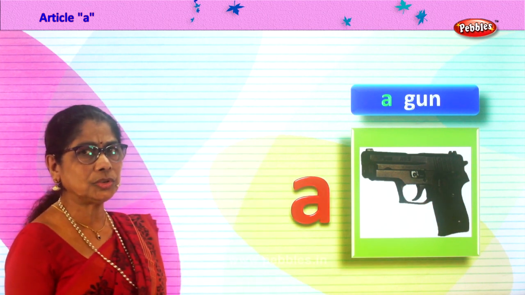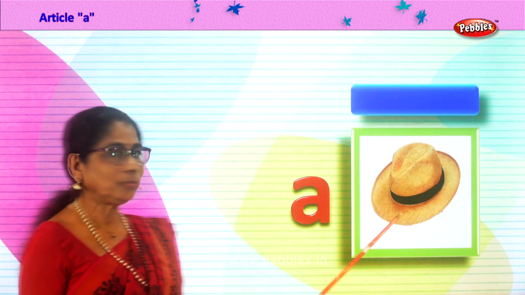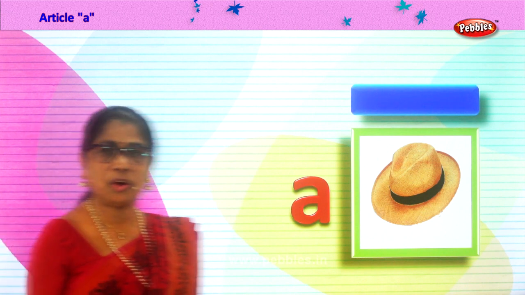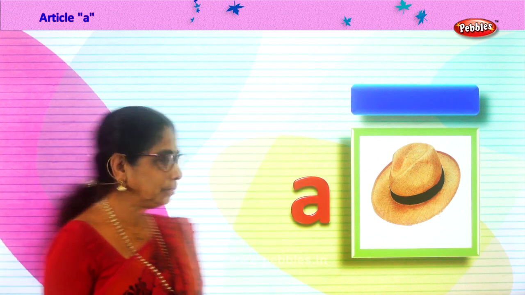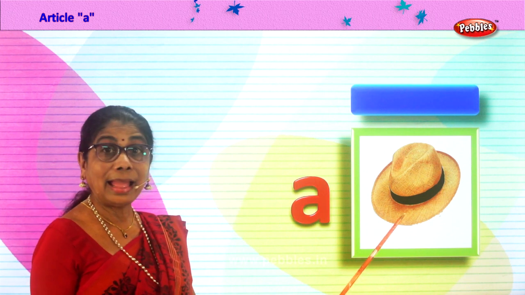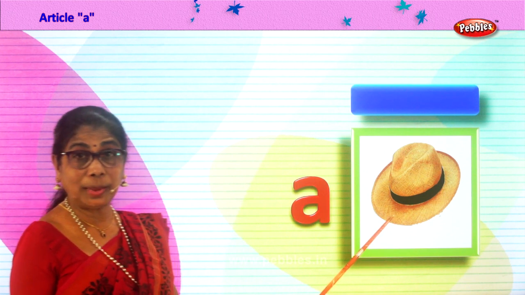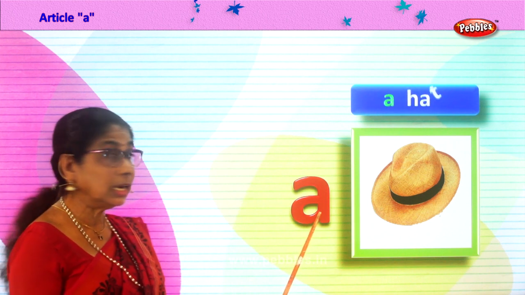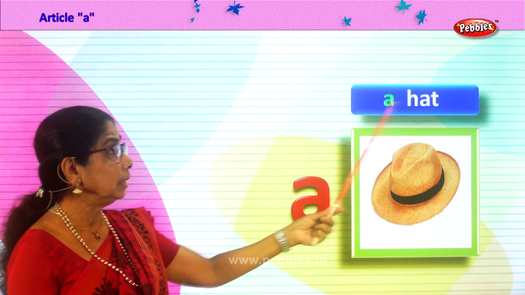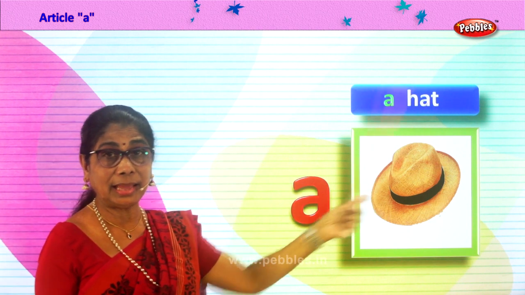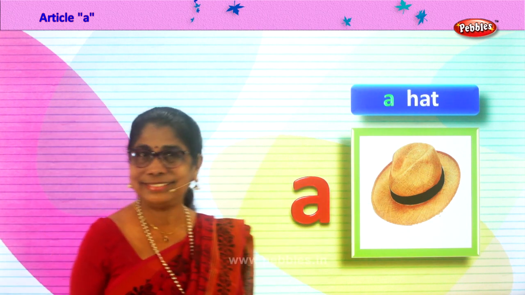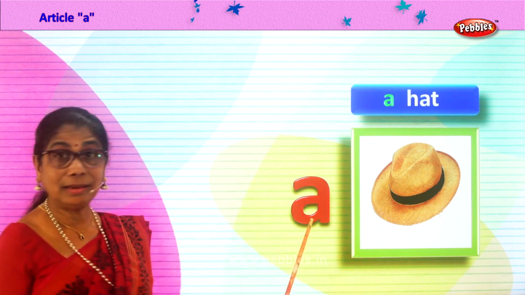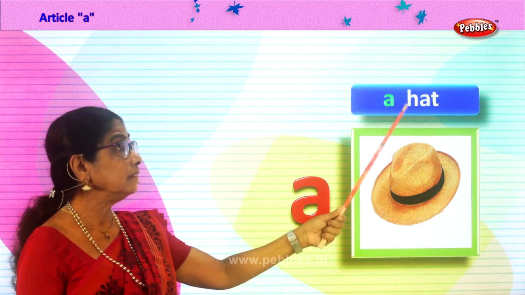Let's take another picture. Look. What do you do with this? You wear it on your head to keep the sun off, to keep the rain off. A hat. Hat, spell H. So consonant H. So you read it as a hat. A hat. H-A-T, hat. A hat. Good. Did you enjoy, children? So article A is put in front of H.